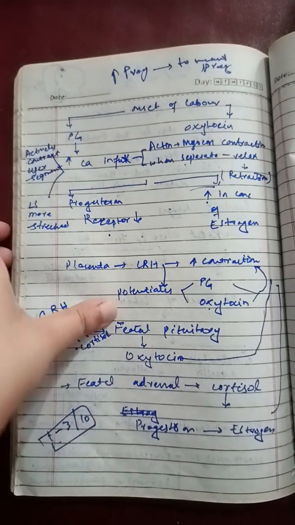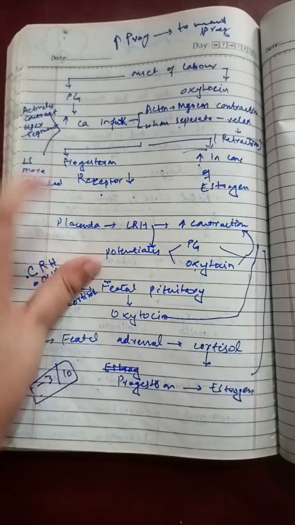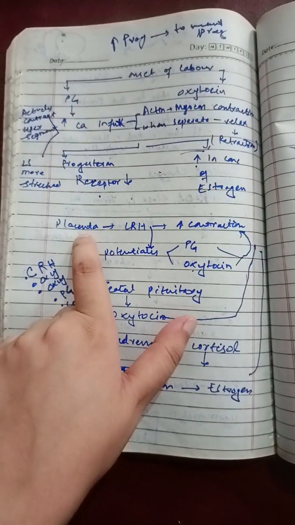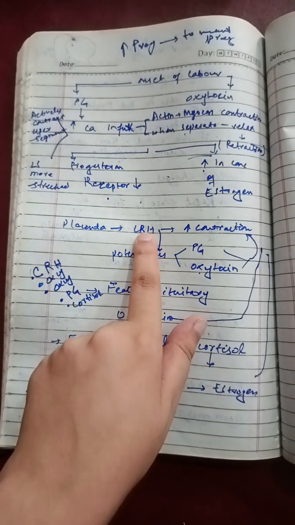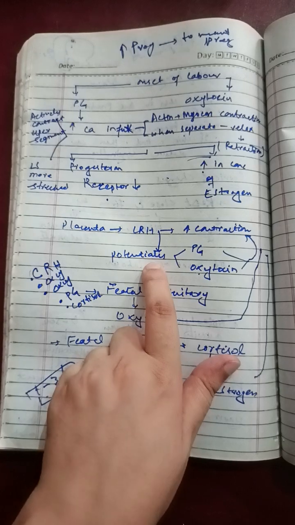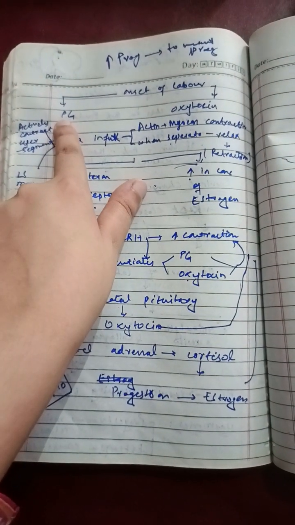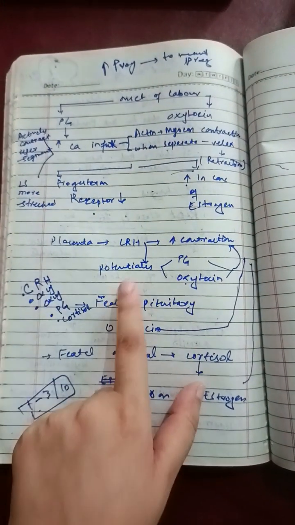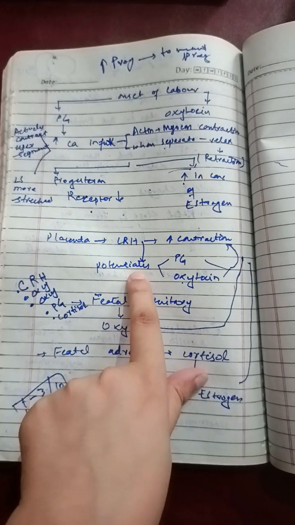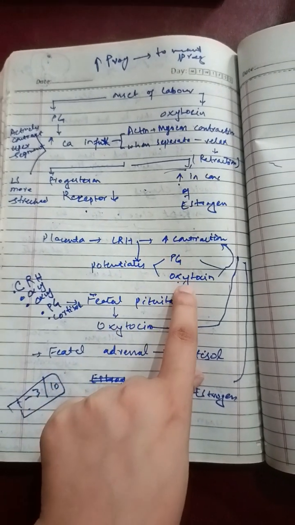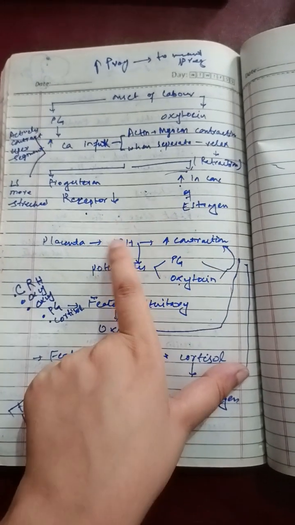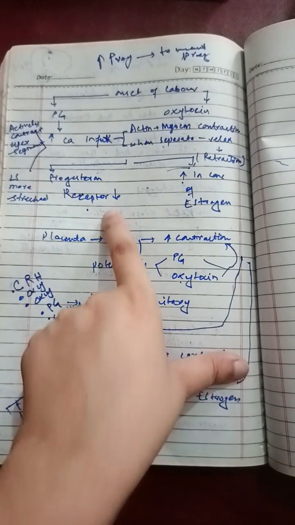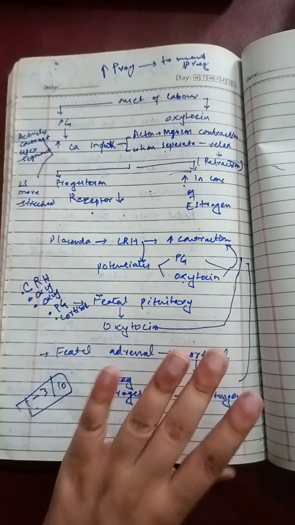Now, other hormones which are responsible for the onset of labor come from the placenta: corticotropin releasing hormone is released, and corticotropin releasing hormone potentiates the effect of prostaglandin and oxytocin and thus causes contraction of the uterus. As well, this hormone directly affects the uterus and causes its contraction.